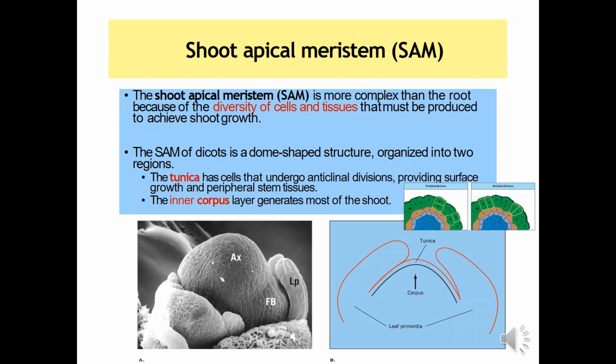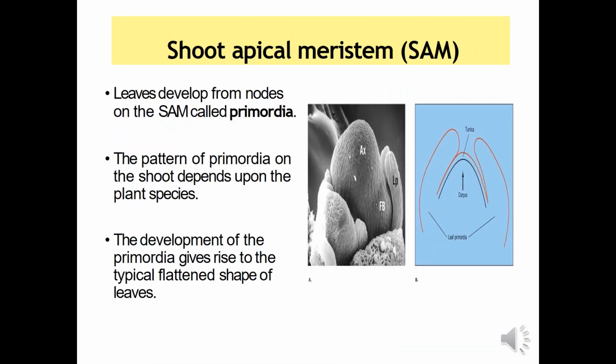Alright, so what is a leaf primordium? If you look at the tips of the shoot, you can see a really young leaf. That young leaf we call a primordium. The pattern of the primordia actually depends on the plant species, and mostly the shape of the primordia is flattened.